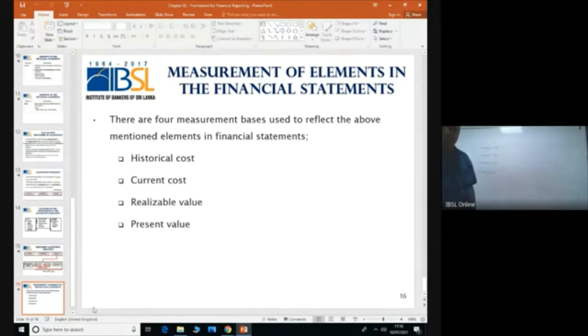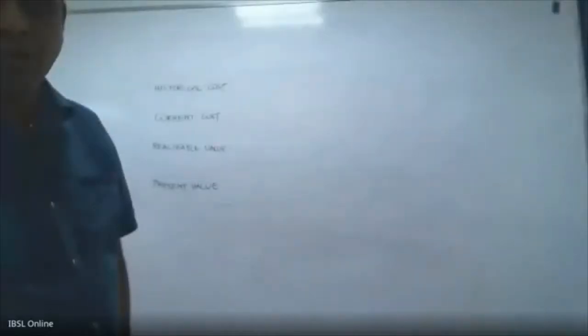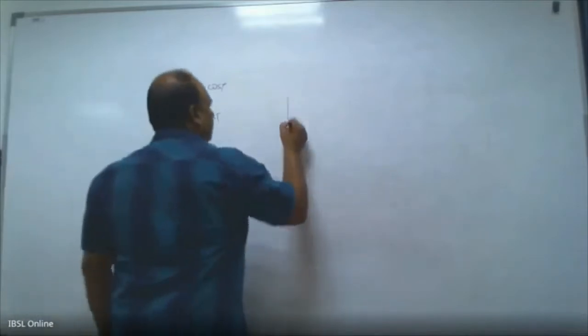Right? So please try to understand this carefully, because these are going to be used heavily on our course. First one is historical cost. Historical cost, current cost, and realizable value. Right. Now I am going to take an example.